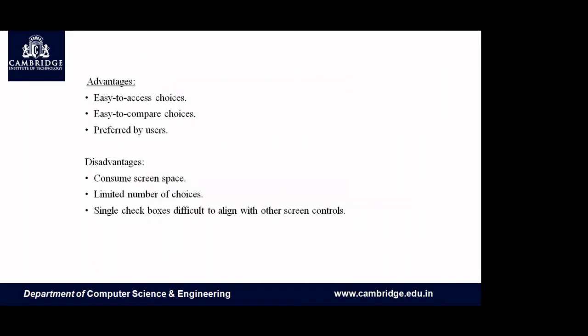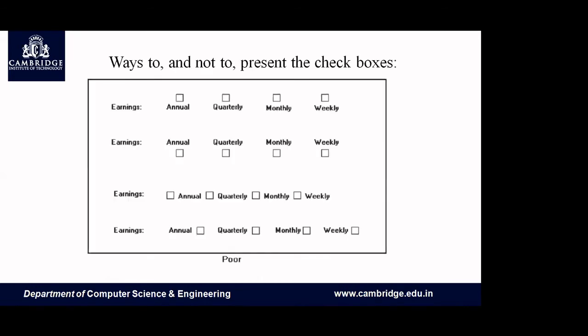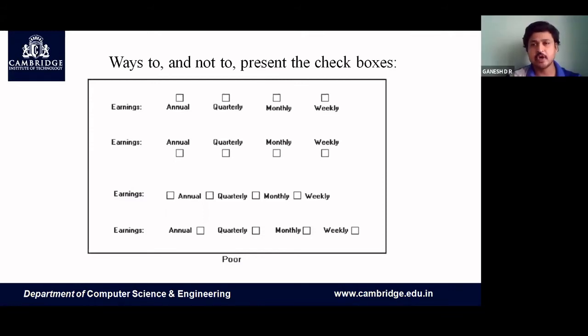The advantages are the same as those of radio buttons, and one more: more options can be selected, so there is an added advantage. It consumes screen space again if it is vertical orientation. Even if more options are given, it is a limited number of choices only. A single checkbox is difficult to align with other screen controls. If you have a single control, it will be a problem for the user to select that option.